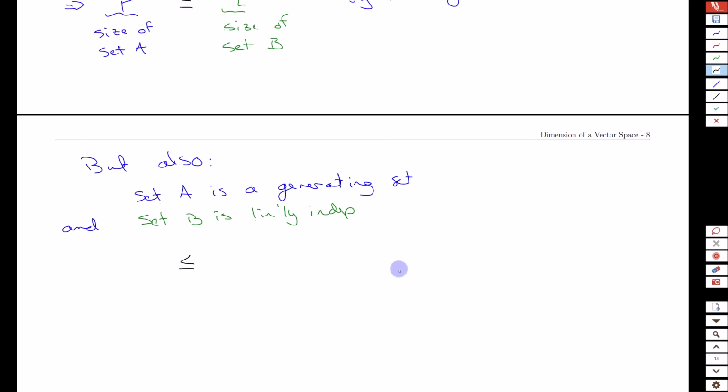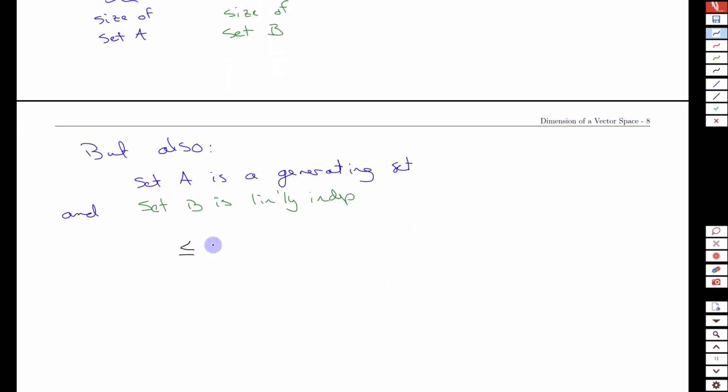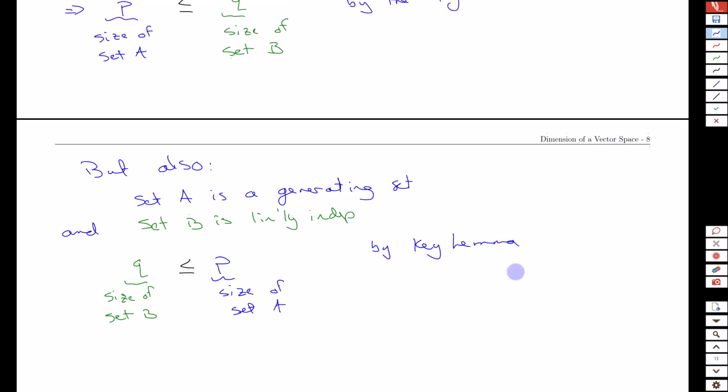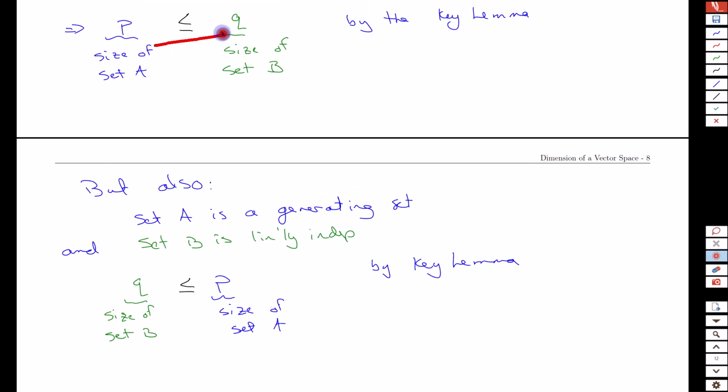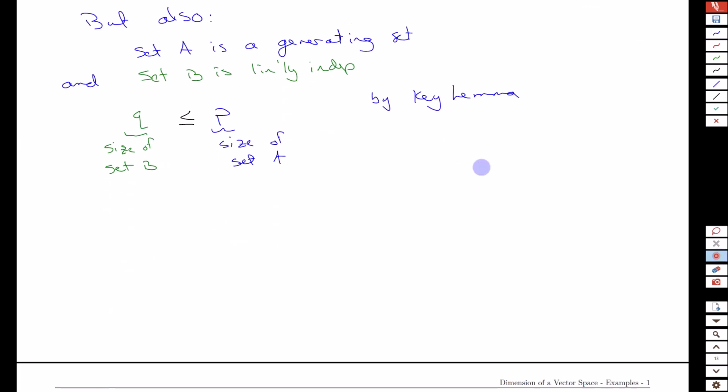Sorry, it's not A. The number of elements in there we called P. And this time the linearly independent set is B, whose size is Q, and this is the size of set A, and that again is by the key lemma. Well, there's only one way to have both of these be true. We have P less than or equal to Q, and Q is less than or equal to P. Therefore, P equals Q is the only option.